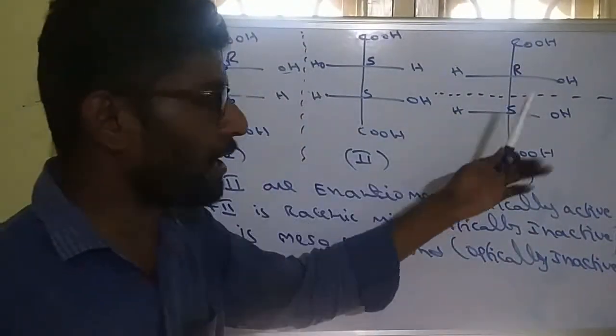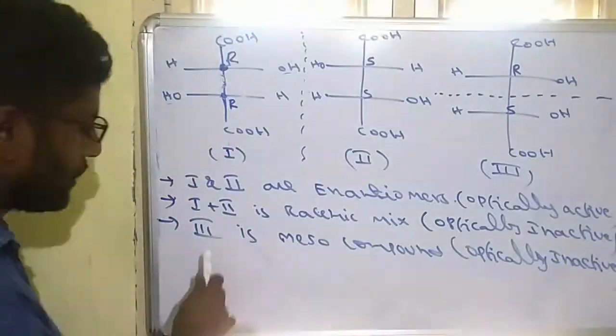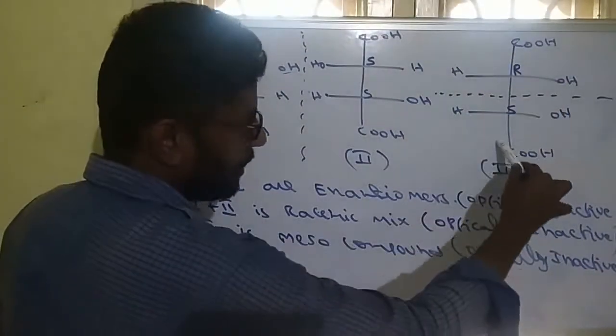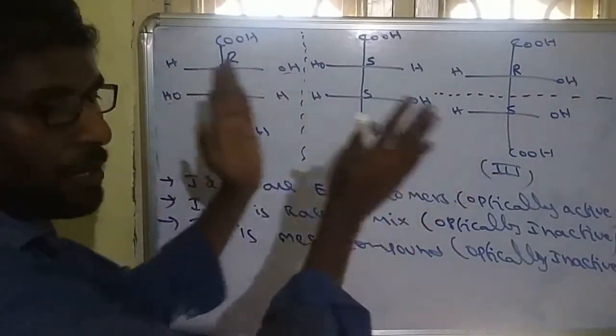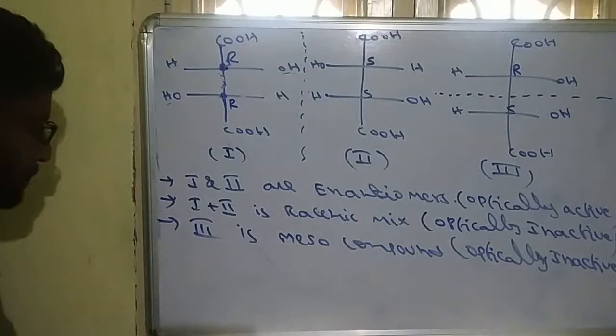So the first two carbons, the second carbon will cancel each other. So the third one is meso. The single molecule containing two different carbons, that is called meso. If two different compounds are mixing, that is called a racemic mixture.